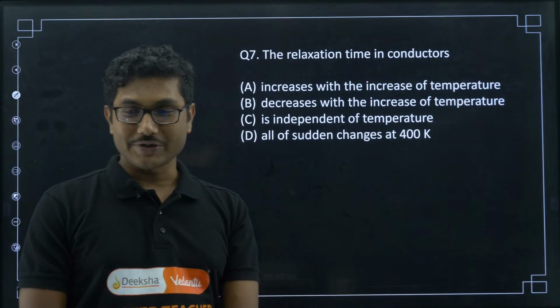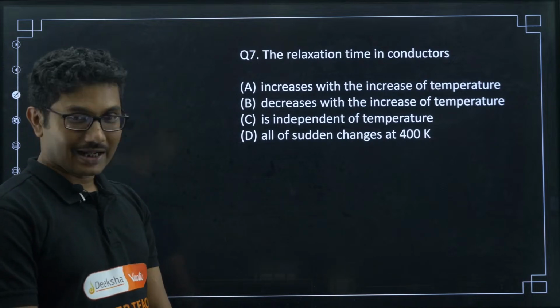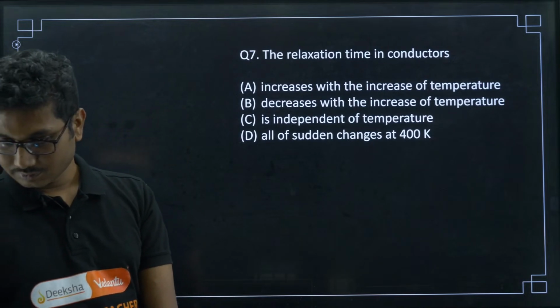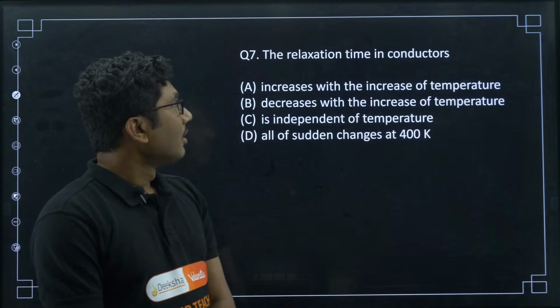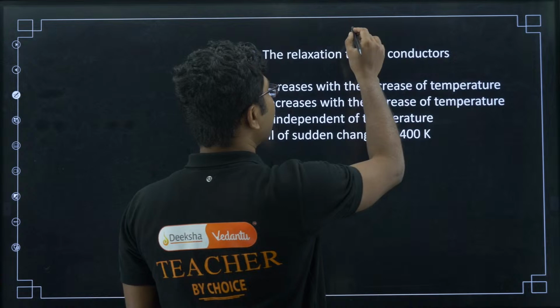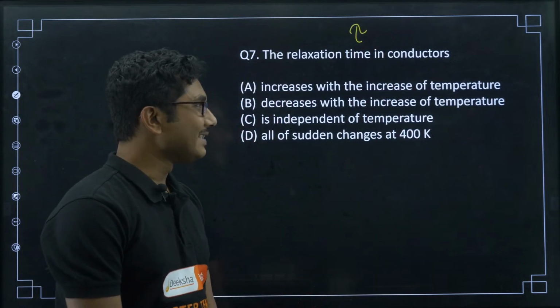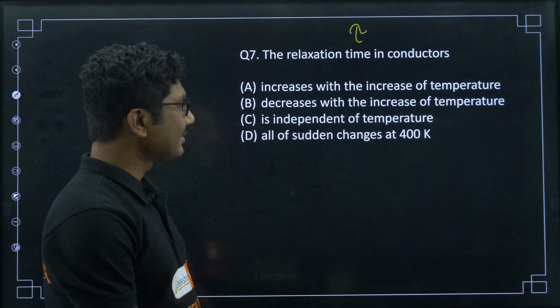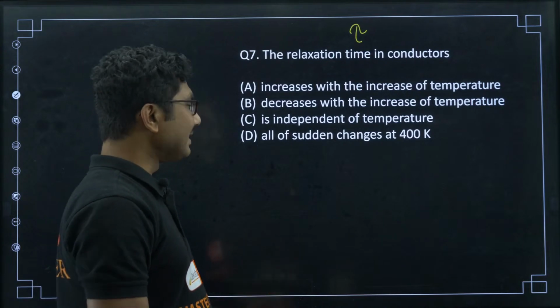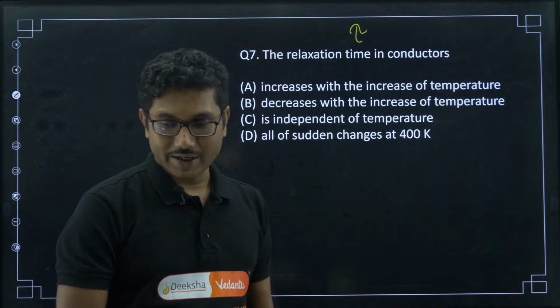Now question number 7, another interesting question. Please quickly answer it. The relaxation time in conductors, relaxation time is denoted by the symbol tau. Does it increase with the increase of temperature, decrease with the increase of temperature, is it independent of temperature, or does it all of a sudden change at 400 K?